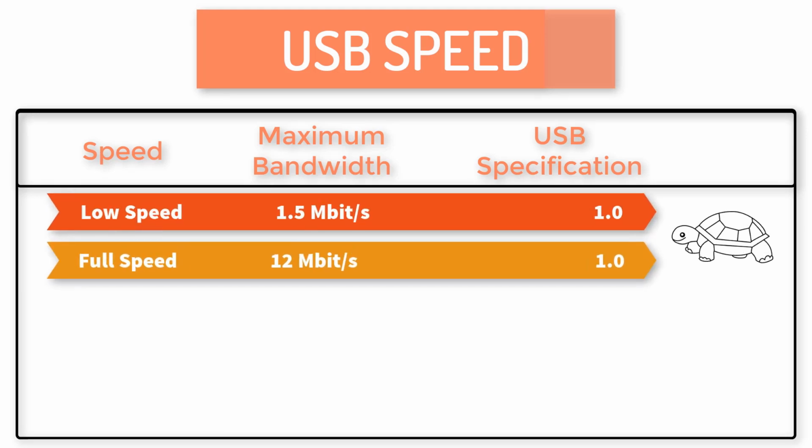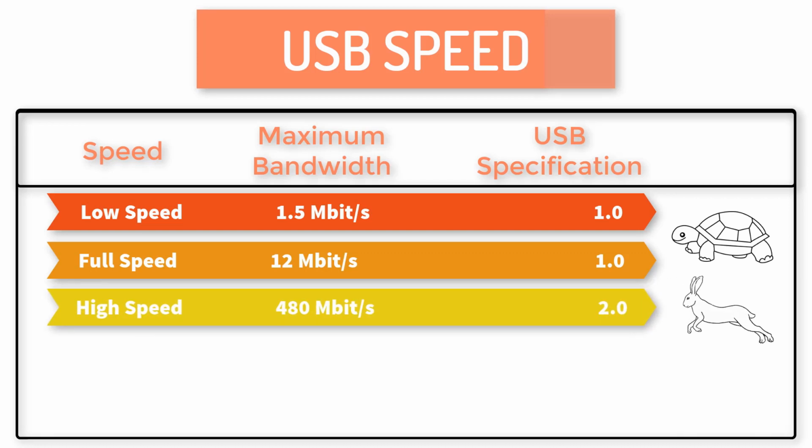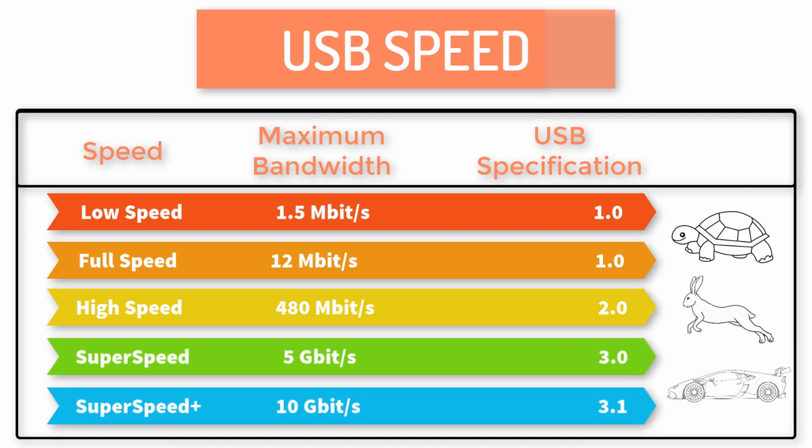The USB 1.0 has low speed with data transfer rate of 1.5 megabit per second and the full speed at 12 megabit per second. The USB 2.0 allows high speed of 480 megabit per second. Now with USB 3.0, you can reach 5 gigabit per second, and with Super Speed Plus with USB 3.1, you can go up to a whopping 10 gigabit per second.